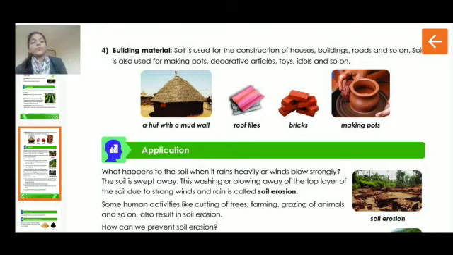So these were a few of the uses of soil which we have discussed in today's lecture. I hope you have understood the lesson till here.